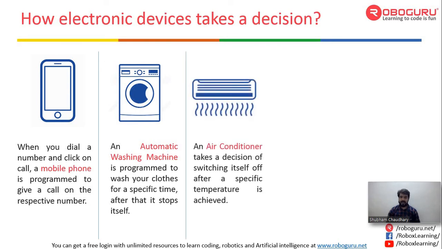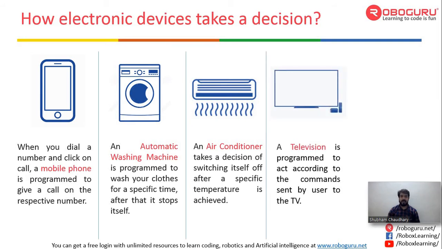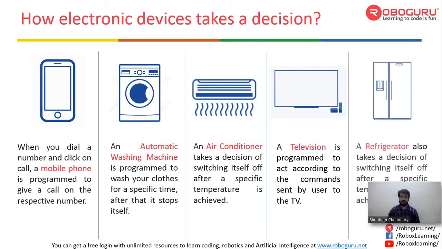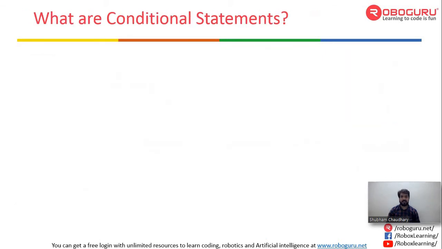An air conditioner takes a decision of switching itself off after a specific temperature is achieved. A television is programmed to act according to the commands sent by the users to the TV. A refrigerator also takes a decision of switching itself off after a specific temperature is achieved. So electronic devices also take a lot of decisions.